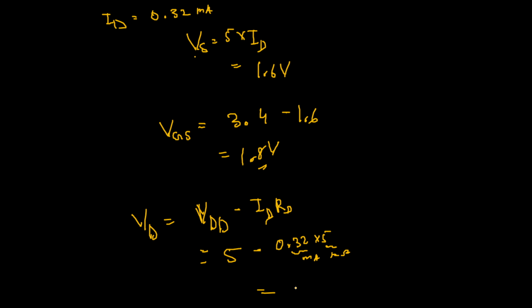Okay, so this gives us 5 minus 1.6, which is 3.4 volt. Okay, so that is VD. So now to find VDS, I need to subtract source voltage from drain voltage. So that gives us 3.4 minus 1.6, which is 1.8 volt.